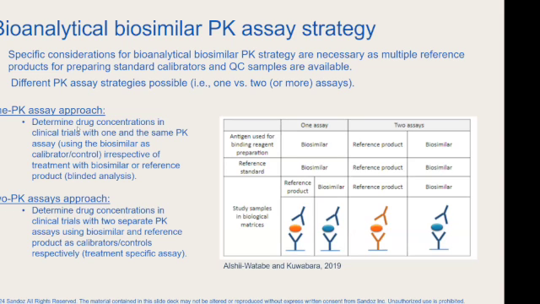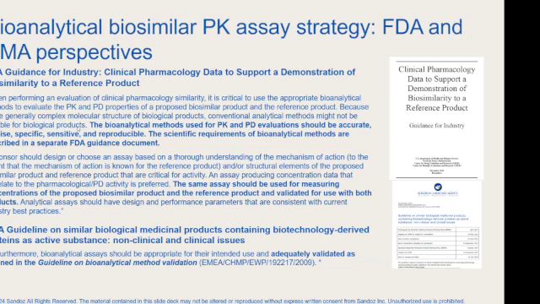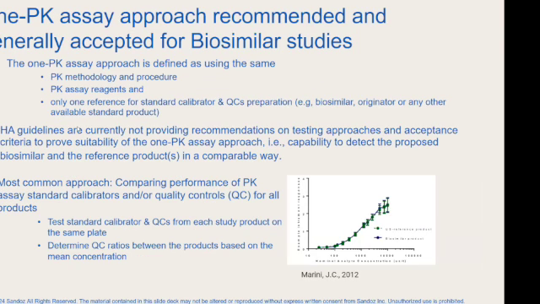And this 1 PK approach is actually what is also proposed by health authorities, by FDA and by EMA, and it is accepted and performed by all companies in the industry, really using 1 assay, always in drug development of biosimilars to detect drug concentrations of biosimilar and reference product. The 1 PK assay approach means we are using the same methodology and the same procedure, always the same reagents, and we are only using 1 reference as standard and QC for the preparation. Most often it's done with a biosimilar, but you also have companies doing it with the originator.